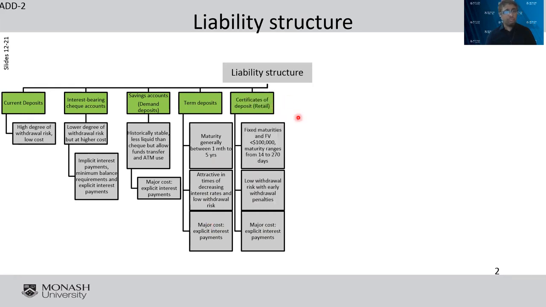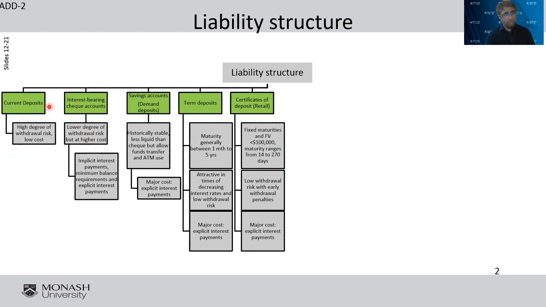Now we have the certificate of deposits. This is the retail one. It's fixed maturity, and it's up to 100,000 future value, maturity from 14 to 270 days. There is a low withdrawal. As I told you, certificate of deposit, you issue it, and they can only withdraw it at maturity. So if you issue it for 270 days, they will only come to you after 270 days. There is no liquidity risk.